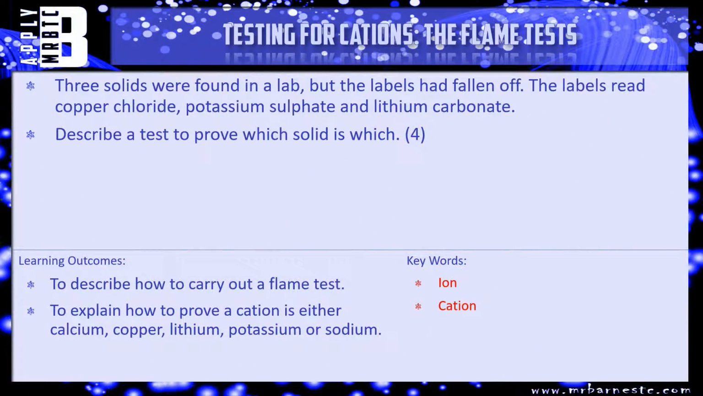So let's have a look at an example question that you could be given. This one says 3 solids were found in a lab, but the labels had fallen off. The labels read copper chloride, potassium sulfate and lithium carbonate. Describe a test to prove which solid is which. Now you could do the anion test, but we're not focusing on that here. All I want you to do is look at the cations. So how can you prove you've got copper, potassium and lithium, and how can you use that to find out which one is which? So pause the video, have a go, and we'll see how you've done in a minute.